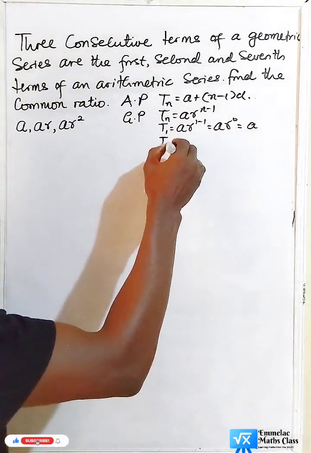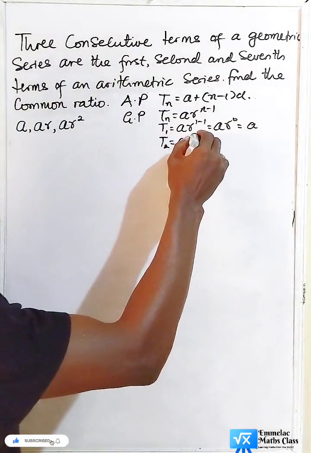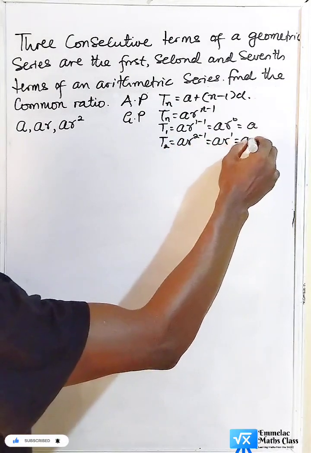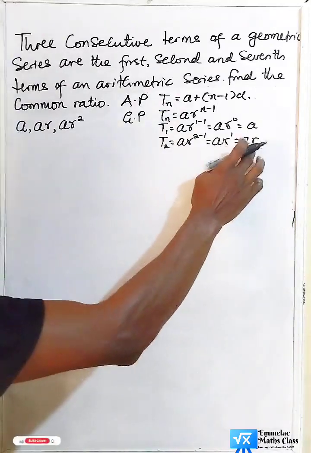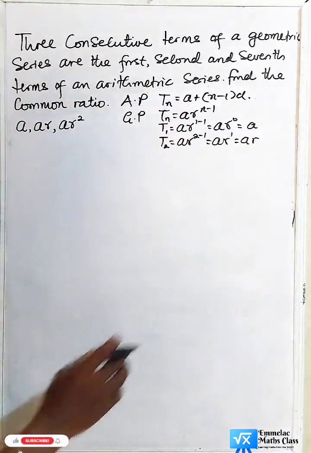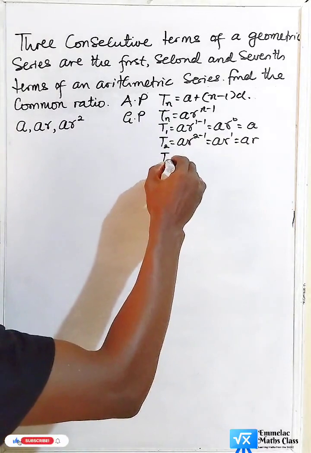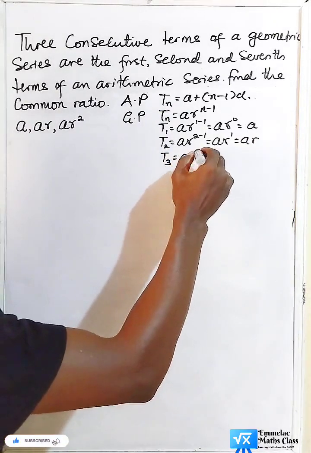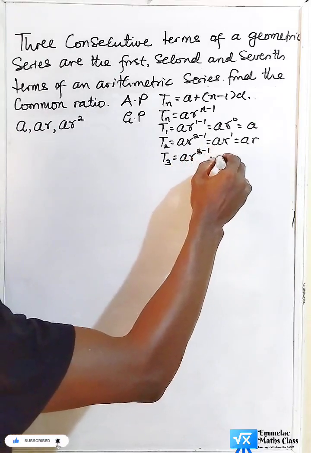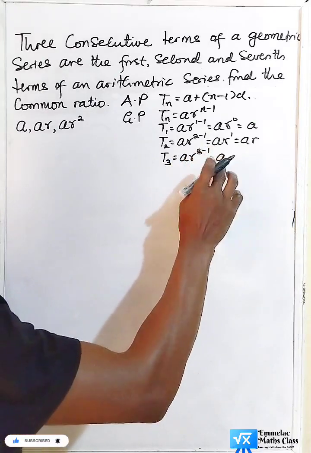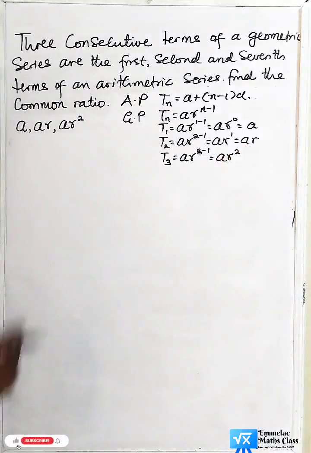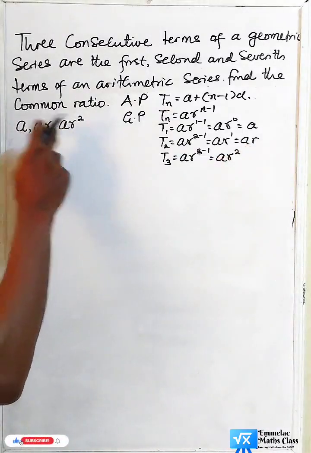Now for 2, here we have a r raised to the power of 2 minus 1, which gives us a r raised to the power of 1, which is ar. So for 3, we have ar raised to the power of 3 minus 1, which gives us ar squared. Okay, so these are the first, the second, and the third.